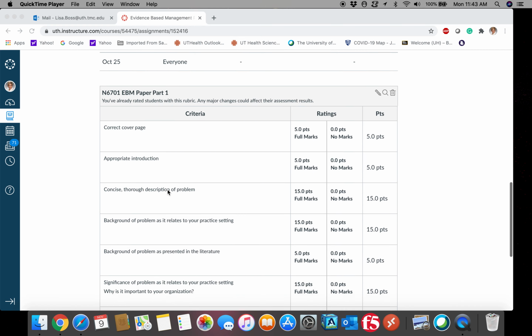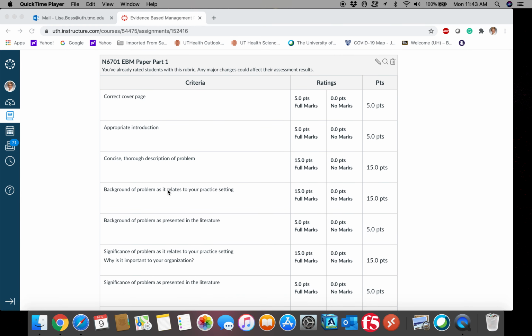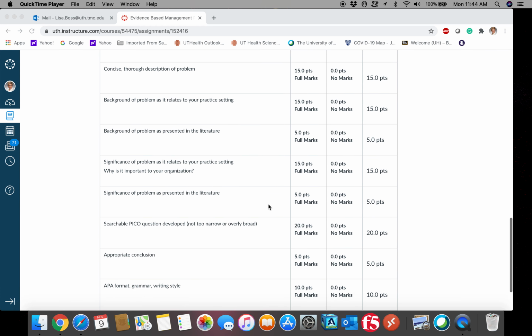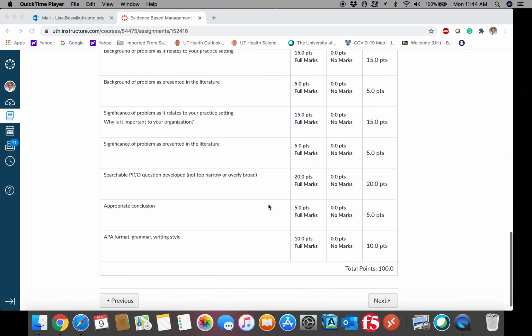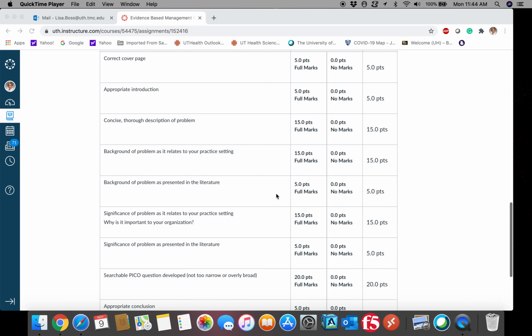So the first thing I do when I am looking or beginning to write a paper is that I look at the rubric and see how many points are in each section. So then you really know, if something's worth 20 points versus 5 points, then you really need to make sure that the 20-point section is very well addressed.